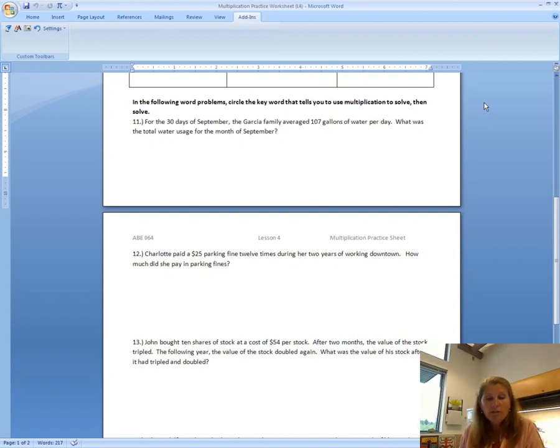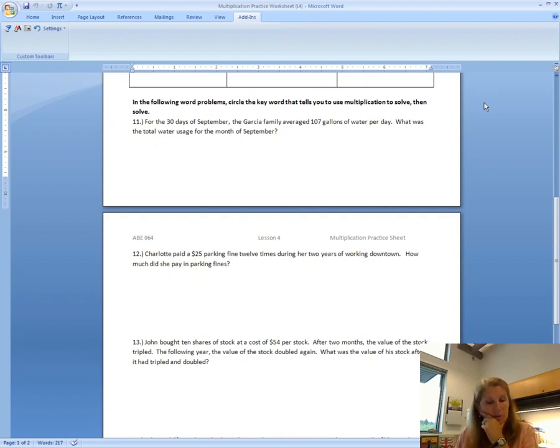Charlotte paid a $25 parking fine 12 times during her 2 years of working downtown. How much did she pay in parking fines? She did this thing 12 times. Times is a word that means multiplication. Just like total can mean multiplication, it could also, whoops, I circled 12 instead of times. Times is the one, because it means that it's repeated over and over and over. When you have something being repeated or multiple times, then you know it's a multiplication problem.